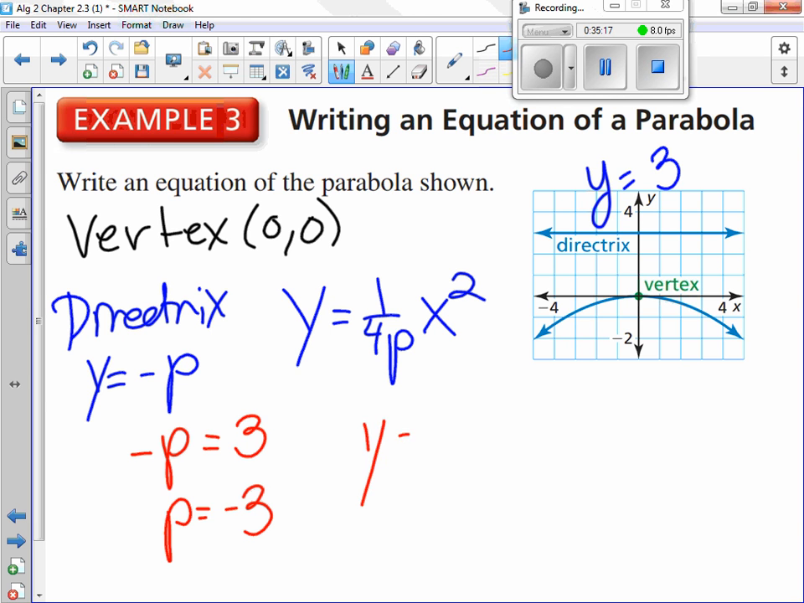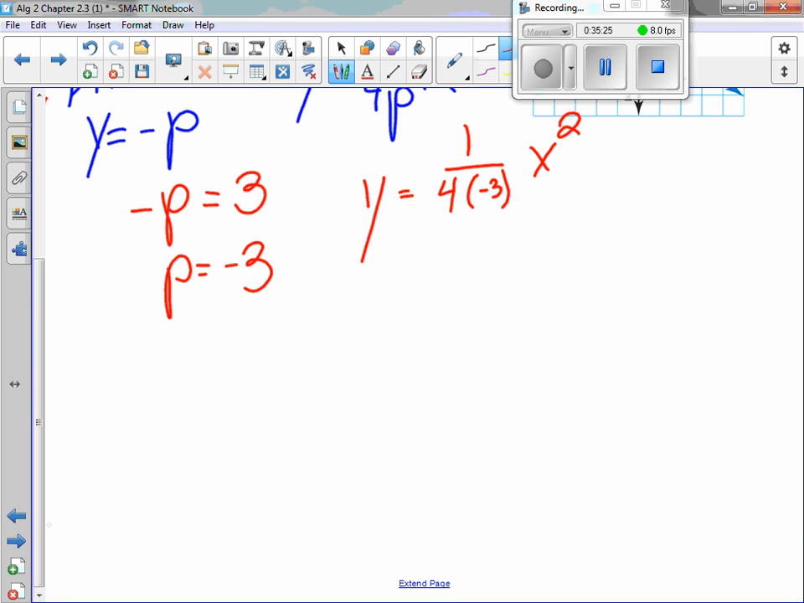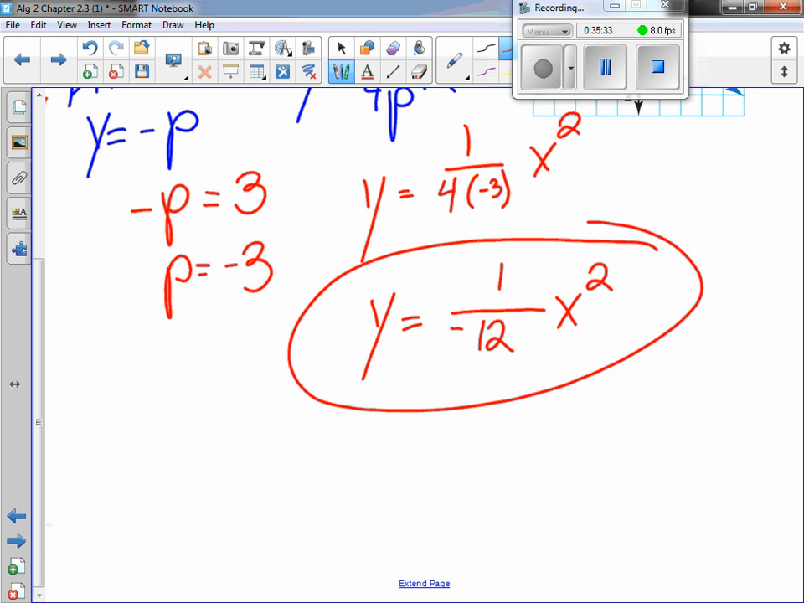Plug it in. 4 times negative 3 x squared. What is 4 times negative 3? That's it. So we're either going to use the focus or the directrix to find the value of p, plug it in, and simplify. And that's all we have to do for this here, because as soon as we find the value of p, we plug it in, and we're done.